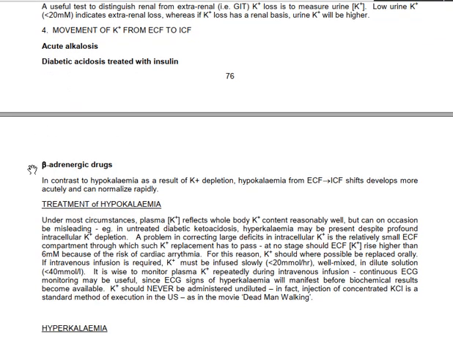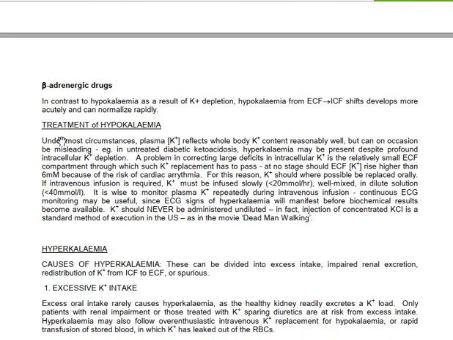Now, the next is the beta adrenergic drugs. Is it clear? All the beta adrenergic drugs, like catecholamines, are going to cause glycogenolysis and the production of glucose phosphate at the level of the intracellular fluid. That is going to cause a reabsorption of potassium ion from extracellular fluid to intracellular fluid, resulting in hypokalemia.